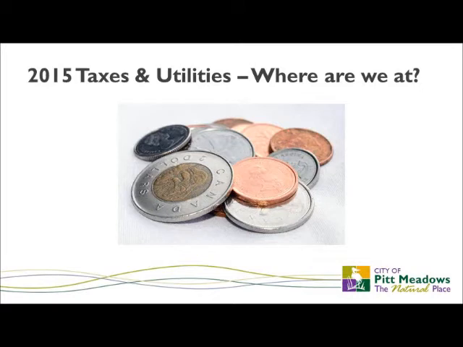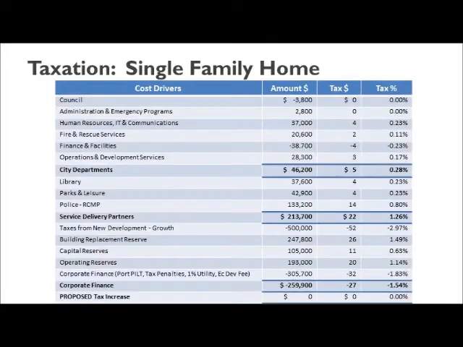As you are aware, Council and staff have undertaken a rigorous process to develop the 2015 budget over the past number of months for both property taxation and utility fees. So in this presentation, we have compiled a few slides that summarize the 2015 tax and utility budgets as of today. This slide summarizes the tax impact of the average assessed single-family home of $458,000.